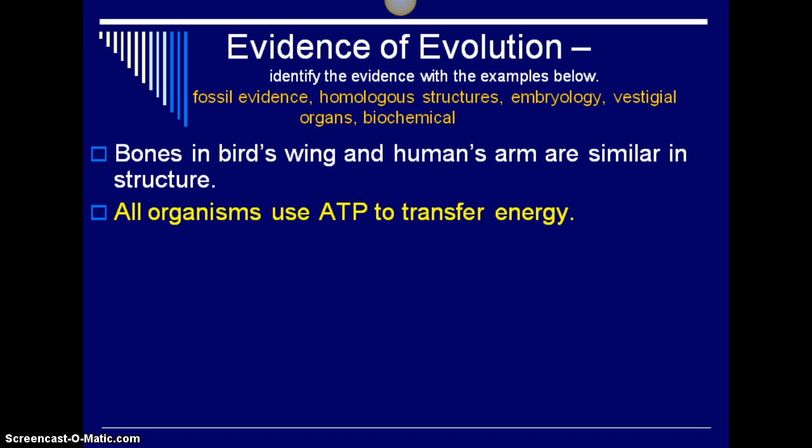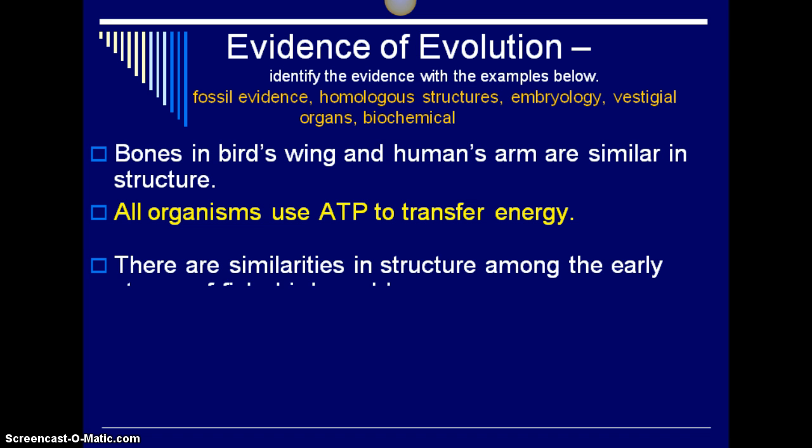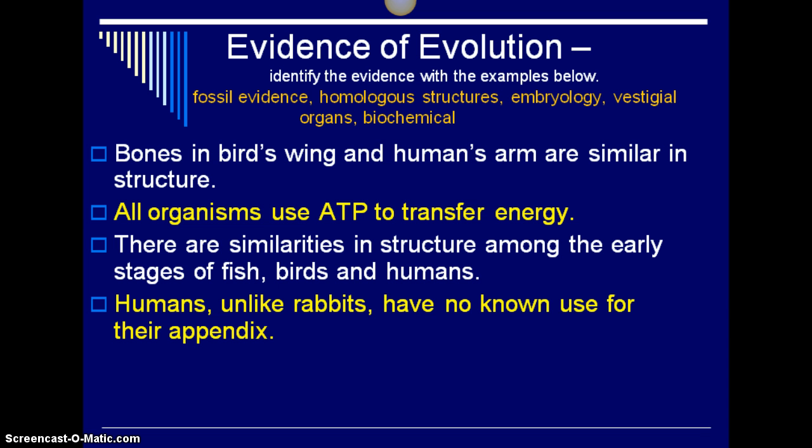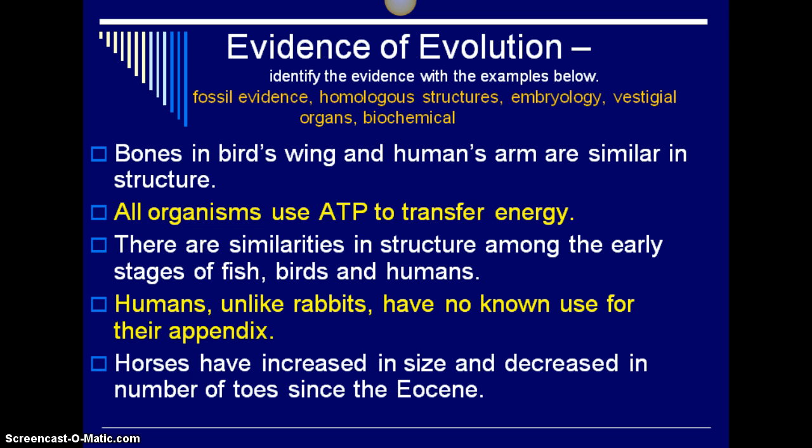All organisms use ATP to transfer energy. There are similarities in structure among the early stages of fish, birds, and humans. Humans, unlike rabbits, have no known use for their appendix. Horses have increased in size and decreased in number of toes since the Eocene period. So if we're going to identify these particular statements with their evidence, I'll write them up here next to them. Try and do that on your notes packet and I'll write them up.